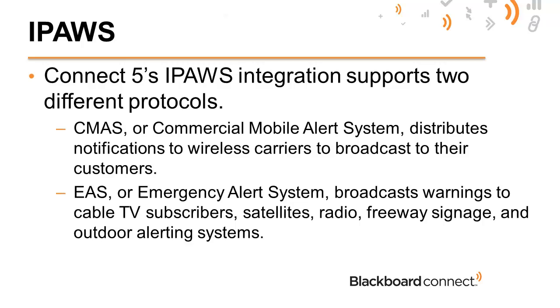CMAS, or Commercial Mobile Alert System, distributes notifications to wireless carriers to broadcast to their customers. EAS, or Emergency Alert System, broadcasts warnings to cable TV subscribers, satellites, radio, freeway signage, and outdoor alerting systems.